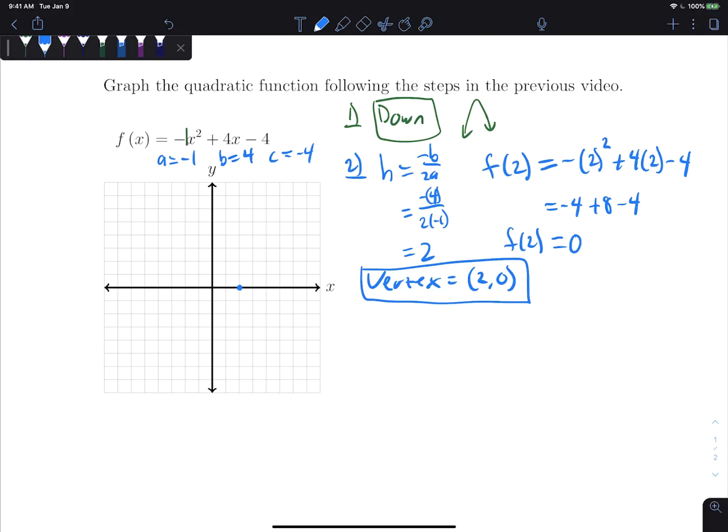Excellent. The next thing we want to do is find the axis of symmetry. The axis of symmetry is going to be x equals the x-coordinate of the vertex, and the x-coordinate of the vertex is here at 2. So x equals 2 is the axis of symmetry. Excellent. And I'm going to go ahead and plot a vertical dotted line. Awesome.